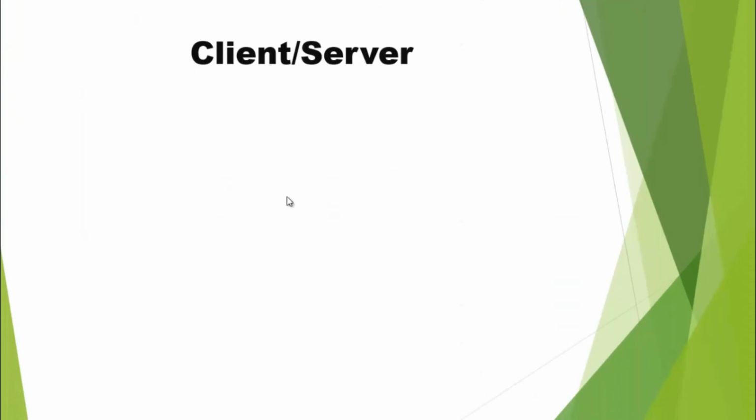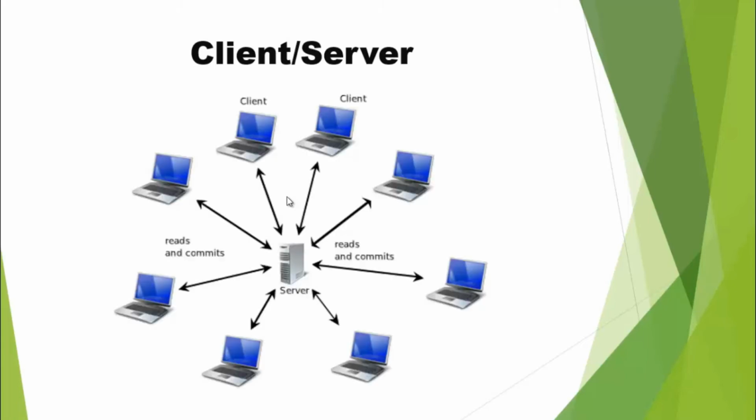The first one is the client server network. What is meant by a client server network? In this network we have a main server and all the computers are connected as clients, and this server manages all the clients. Clients send requests to the server and the server allows them to work. It means that with the server we can handle all the clients.